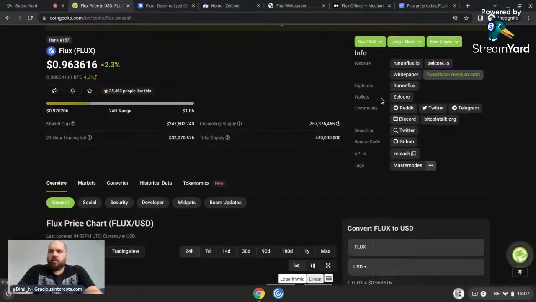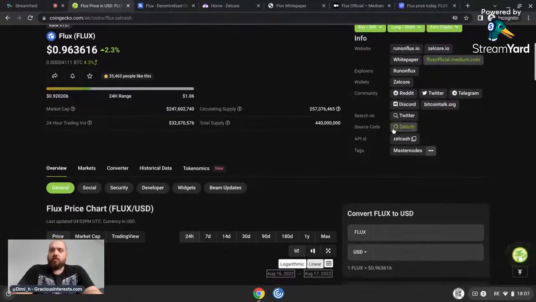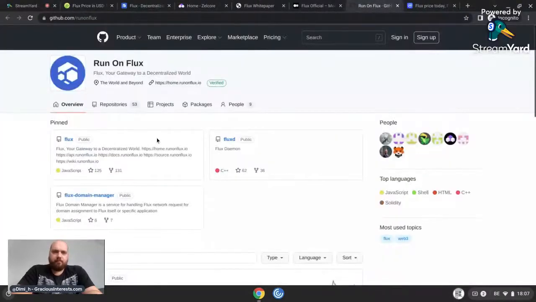Wallets, they have their very own wallets called Zelcore. Community: Reddit, Twitter, Telegram, Discord, BitcoinTalk.org. We'll be taking a look at Reddit, Twitter, and Bitcoin Talk later on. Source code is immediately mentioned as available on GitHub. Bonus points there. It means that their software is open source and available. I can take an immediate look here.